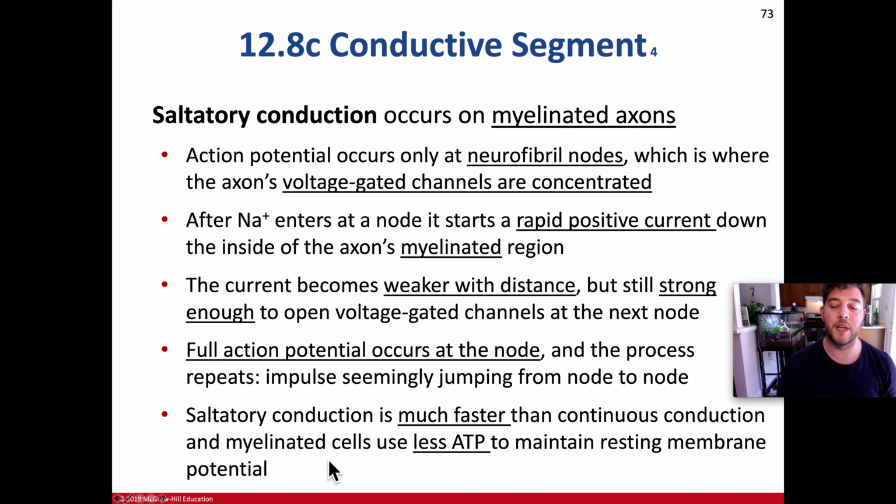Saltatory conduction ends up being much, much faster than continuous conduction, and it uses less ATP to maintain the resting membrane potential.